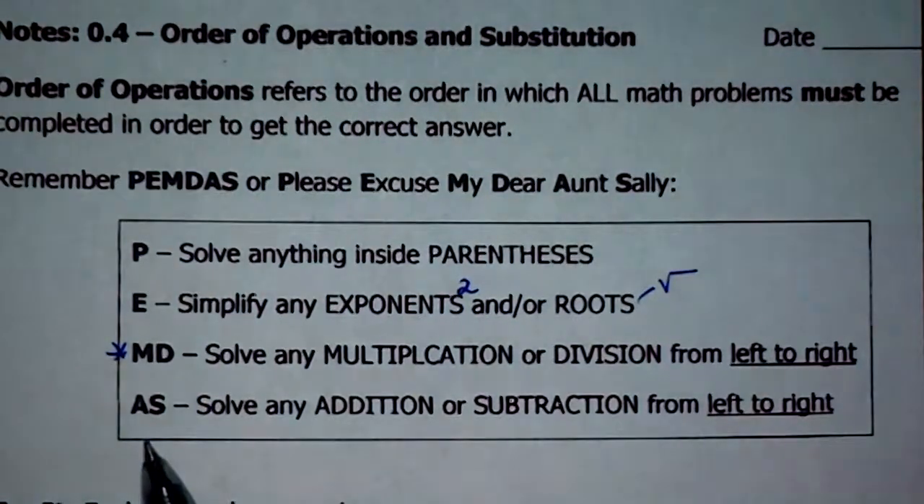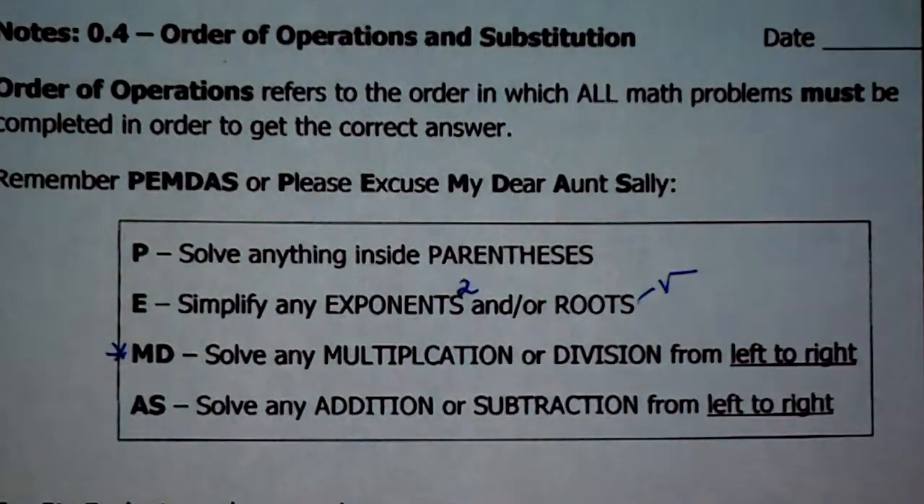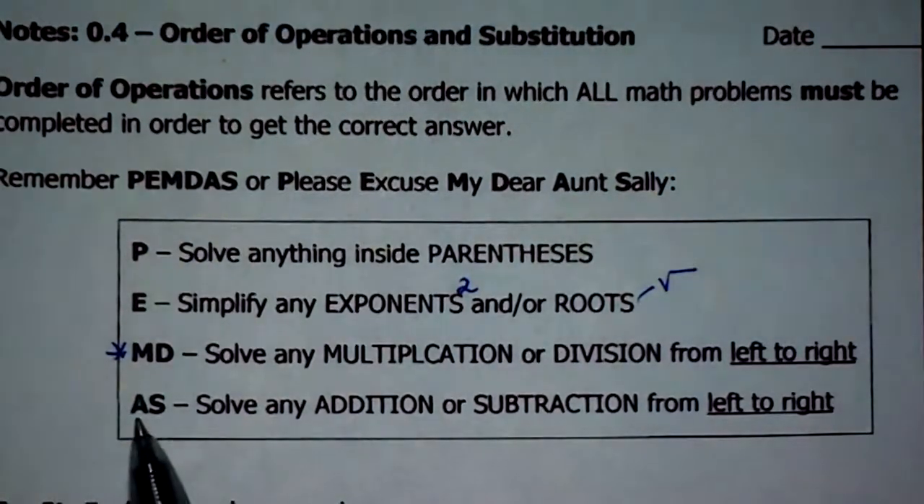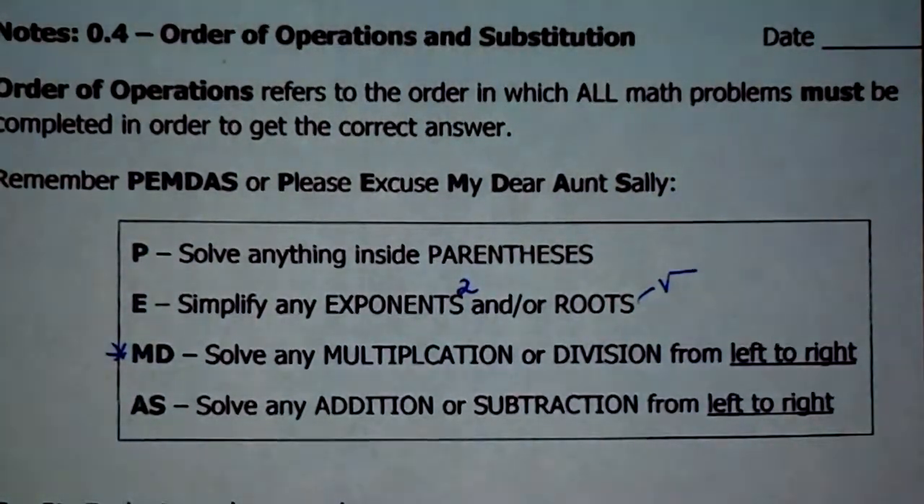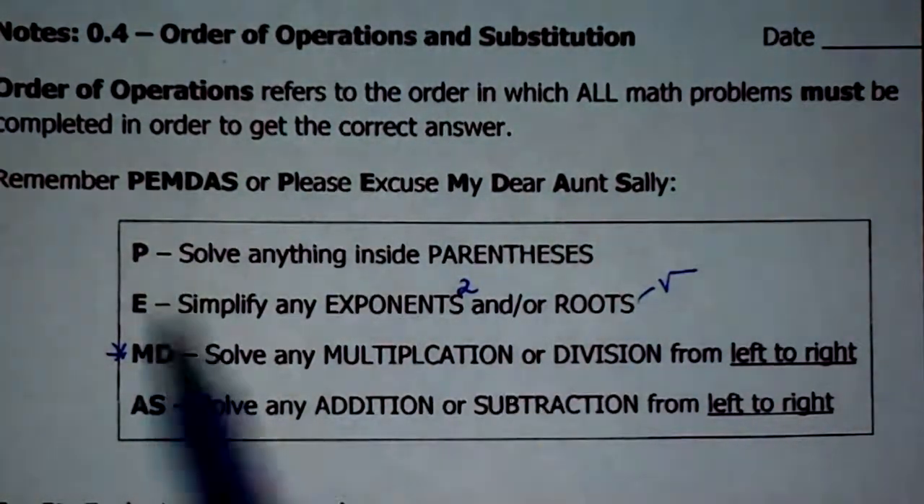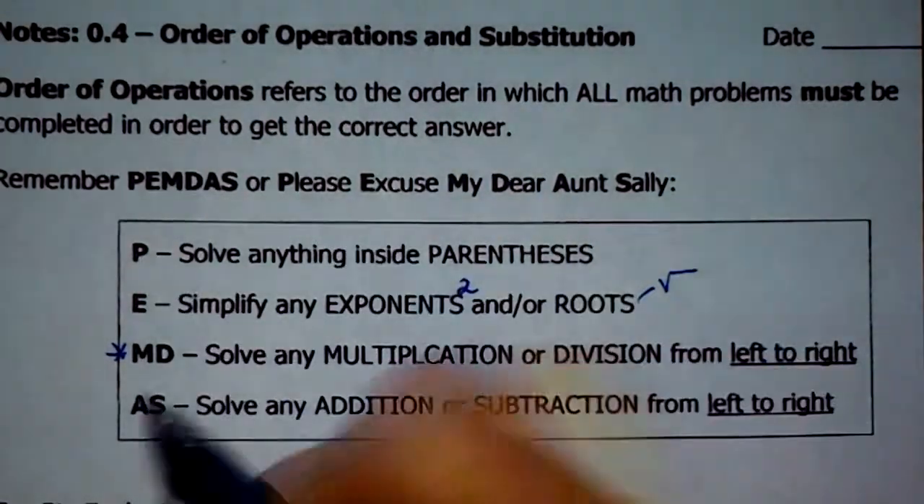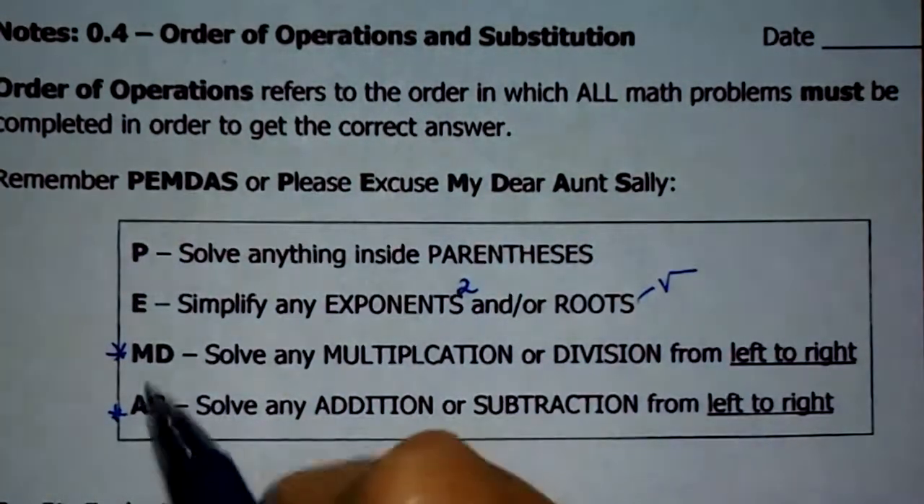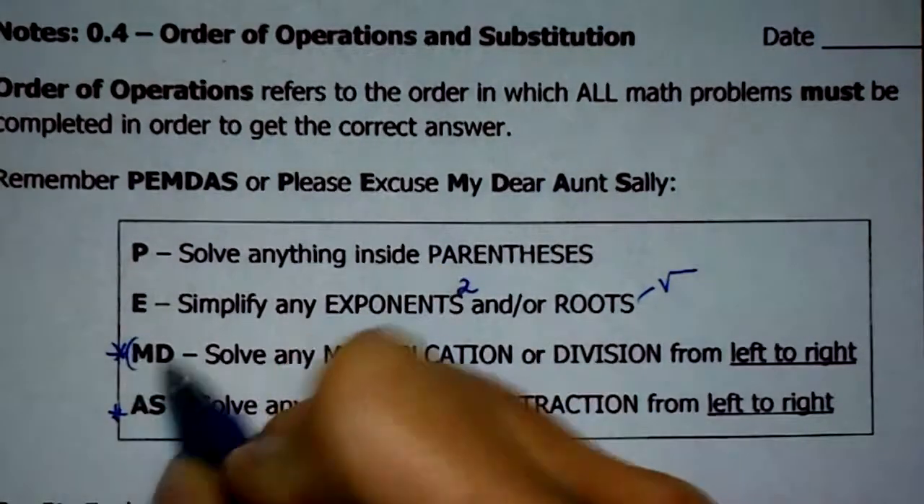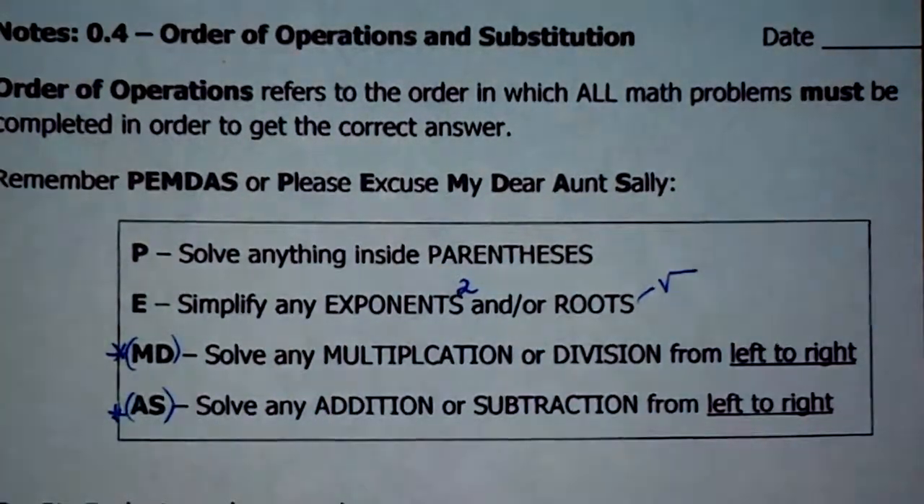Same with addition and subtraction. You're solving this from left to right. And I'm going to have you change all of your subtraction to addition anyhow, so really it's just kind of like addition is last, okay? So you're not solving all addition before subtraction, you're solving them from left to right. So in terms of, please excuse my dear Aunt Sally, the MD and the AS are kind of grouped together. There's not one before the other.